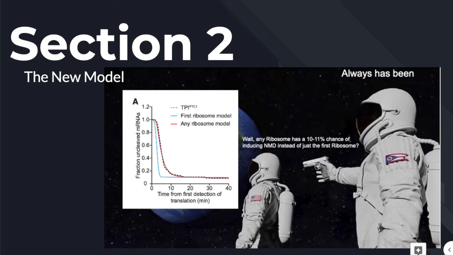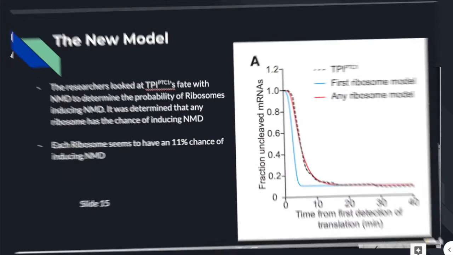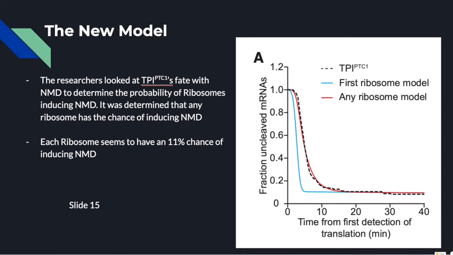To study this, the researchers needed to know 2 things. The first was the probability of a ribosome terminating translation through NMD, and the second was how often ribosome termination events occur. From their supplementary data and prior research, the researchers calculated that the ribosome termination events occur at a rate of 3.2 ribosomes per minute. This was based on, quote, the translation elongation rate and ribosome occupancy of TPI-PTC1, end quote.